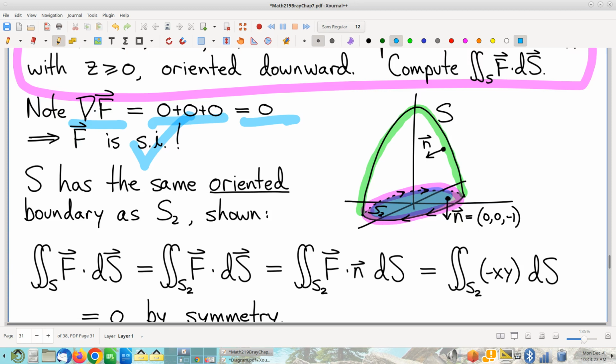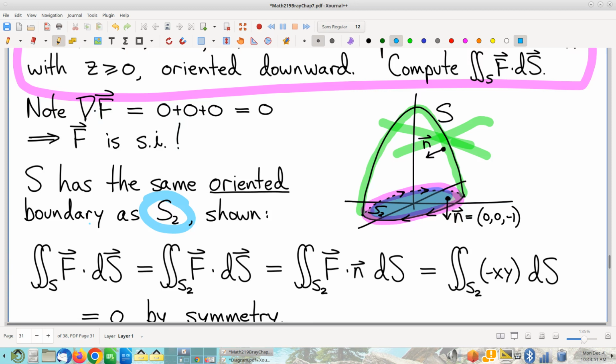Same boundary. I'm just going to throw away my original surface. I'm going to operate now with my new surface, as shown there. And now the problem just got a lot easier. Is everybody on board? Everybody happy? All right.